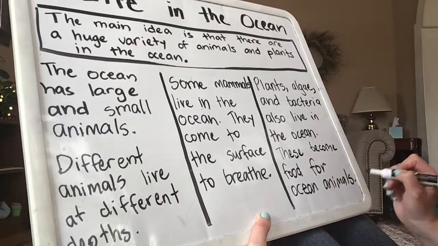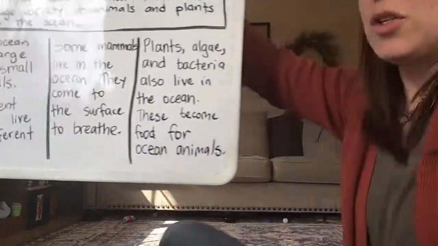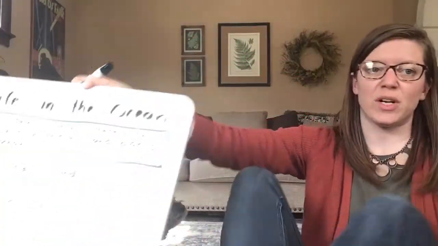All right. So in the next video, we're going to look a little bit more closely at these plants and animals that live in the ocean and how there are different plants and animals at different layers in the ocean.